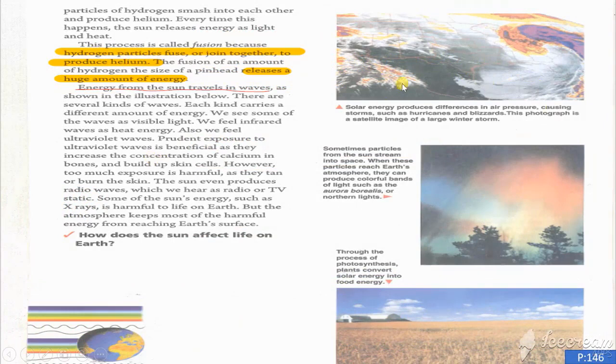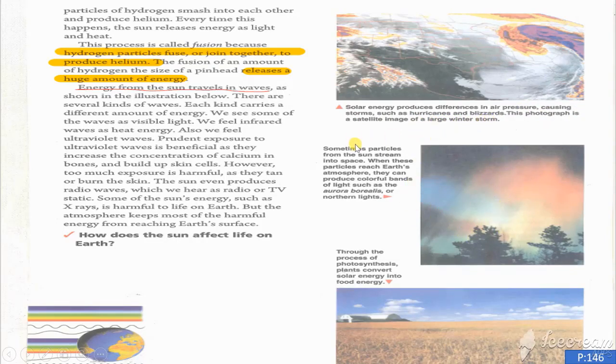Please look at this picture. Solar energy produces differences in air pressure, causing storms such as hurricanes and blizzards. This photograph is a satellite image of a large winter storm.